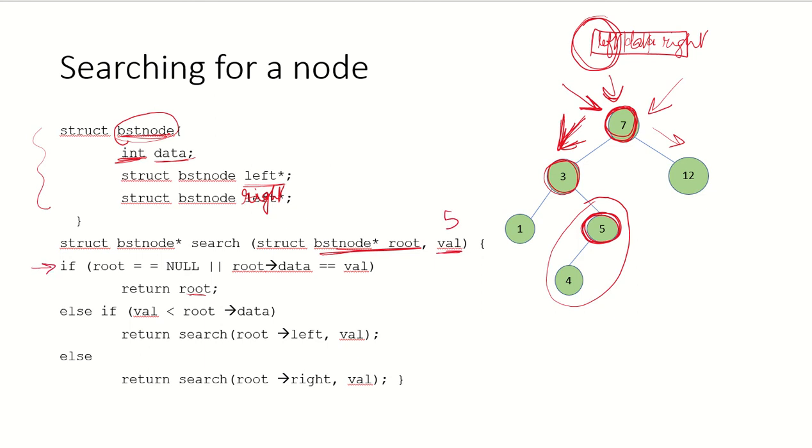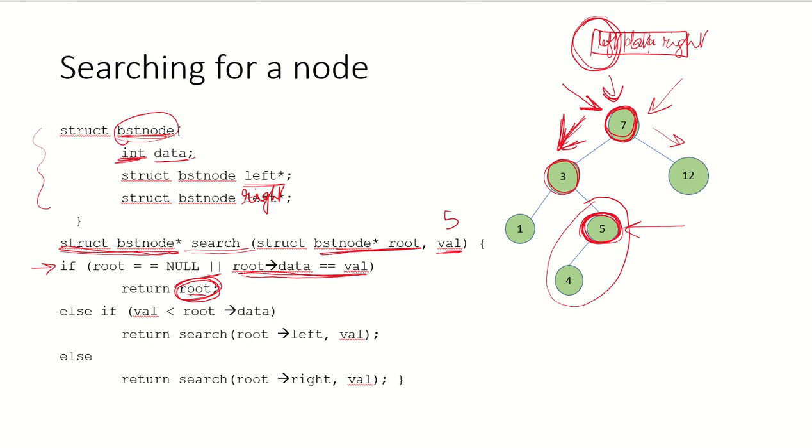Again we check if root is equal to null, no it is not, or root data is equal to the value that we were looking for. Yes, the value that we were looking for is 5, and now we have found it. So we will return the root address. That means we are going to return the address of this node which contains 5, and it will be passed to the function which had called this search function. So this is how the search operation will take place.